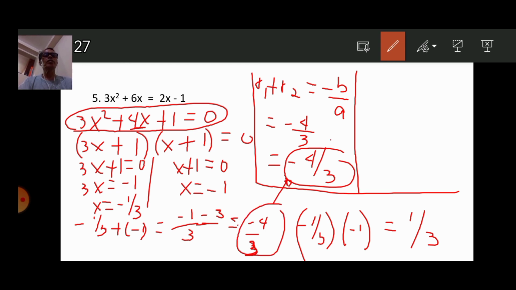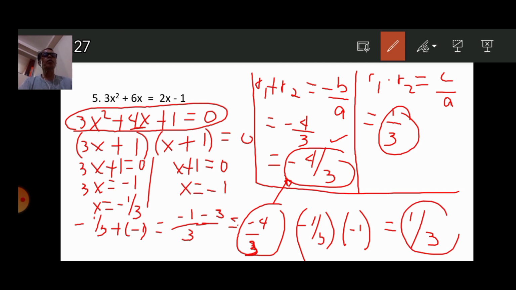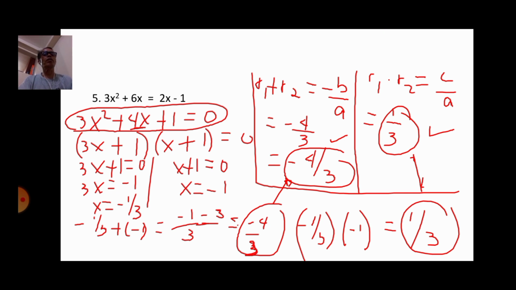So this is check. The other one, r sub 1 times r sub 2 equals c/a, which is equal to c is 1 and a is 3. So that is 1/3 and this is 1/3. So they are equal. So that is check.